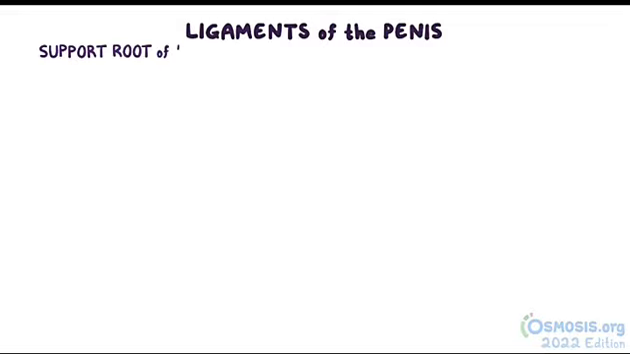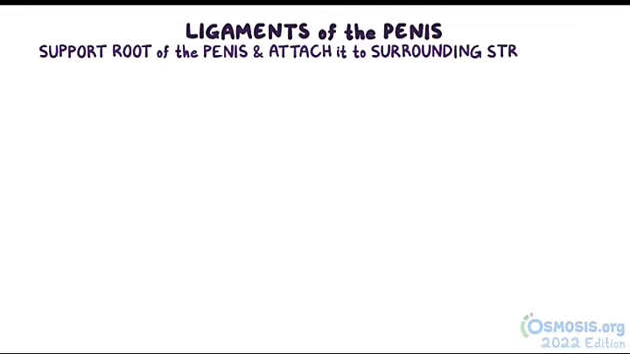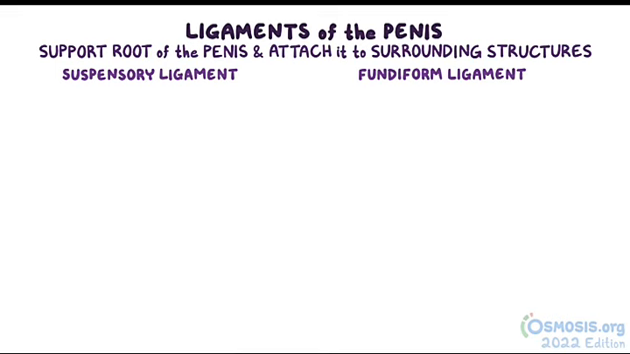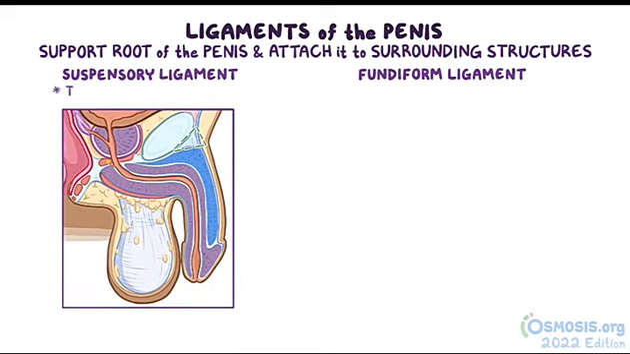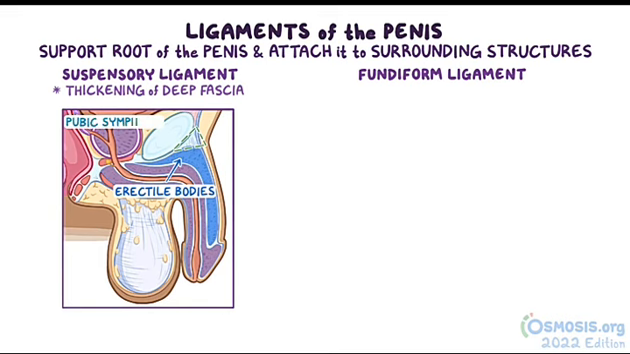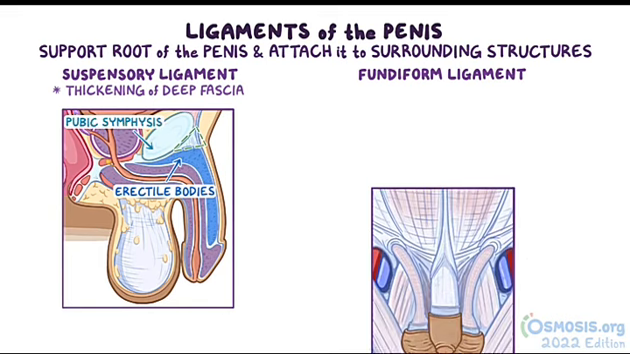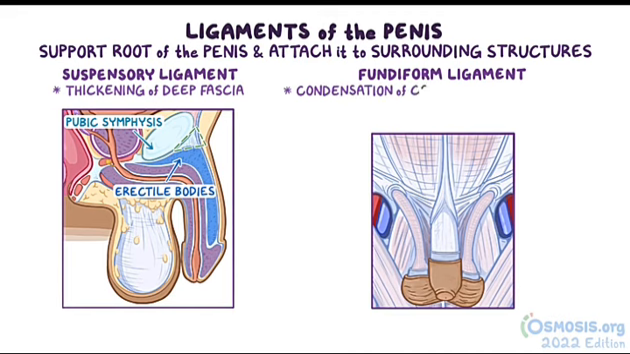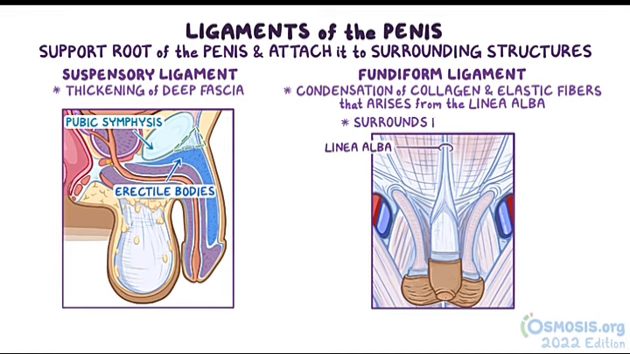Alright, now all these erectile tissues are fixed by the ligaments of the penis, which support the root of the penis and attach it to the surrounding structures. There are 2 ligaments of the penis, the suspensory ligament and the fundiform ligament. Let's start with the suspensory ligament, which is a thickening of the deep fascia that anchors the erectile bodies of the penis to the anterior surface of the pubic symphysis. Next is the fundiform ligament, which is a condensation of collagen and elastic fibers that arises from the linea alba and surrounds the penis like a sling.